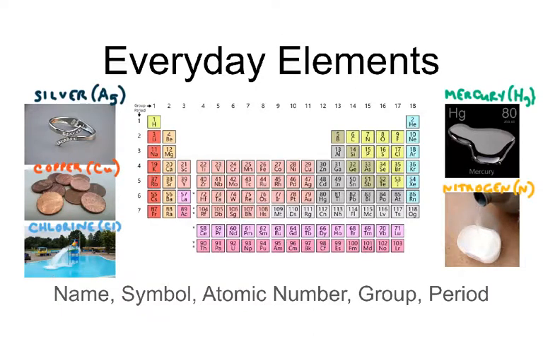Nitrogen makes up most of the air we breathe and is also used to make things very, very cold, whether used in cooking or to treat warts on the skin. In this video, we will go through some of the names, symbols, atomic numbers, groups, and periods of some common elements that we see in everyday life.